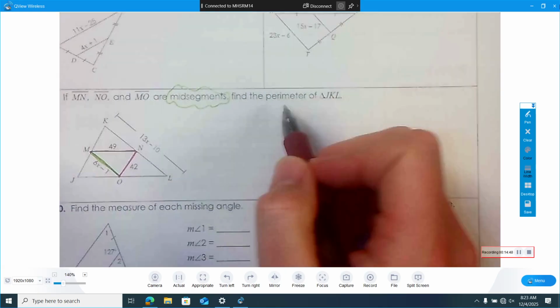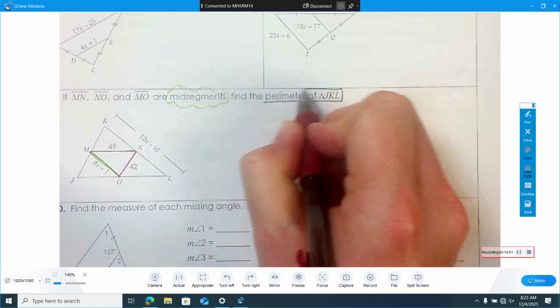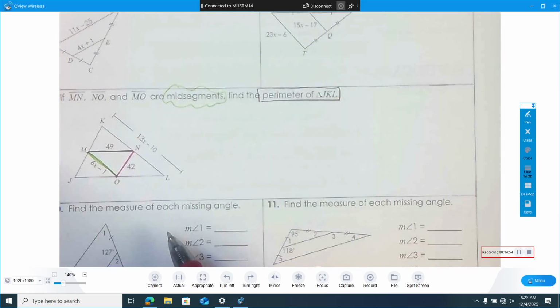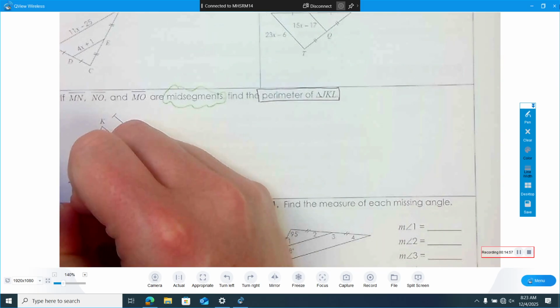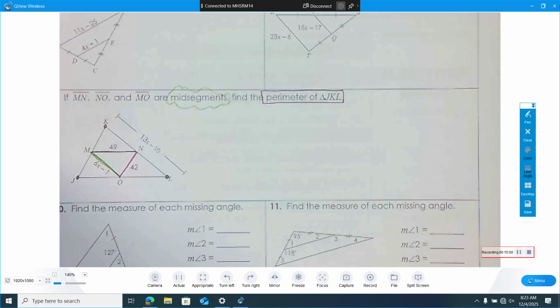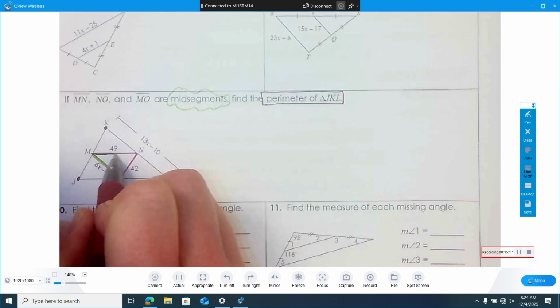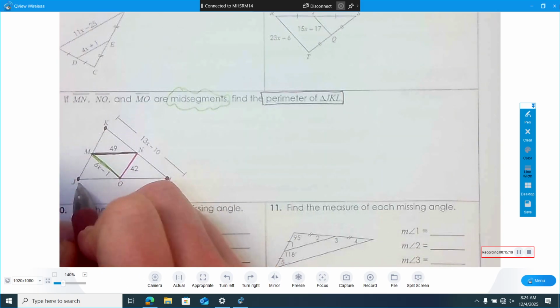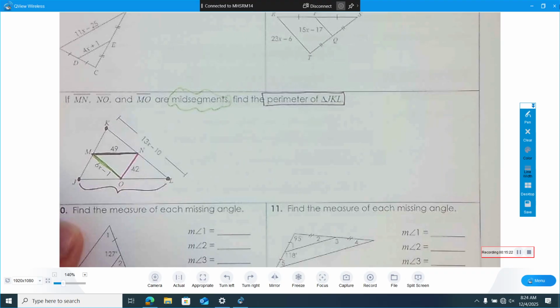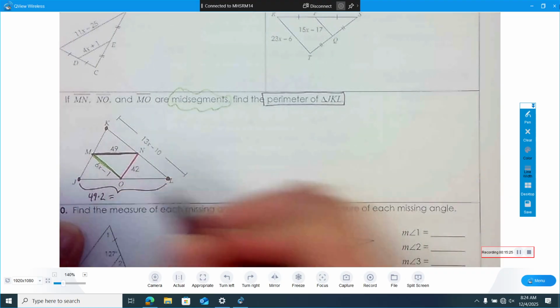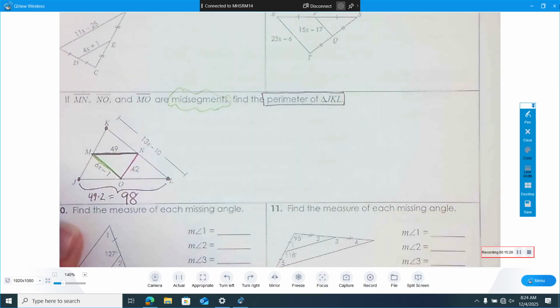All right, mid-segments. We want to find the perimeter of triangle JKL. JKL is the big triangle. So our job is to find the perimeter of the big triangle. How do we start this, ladies and gentlemen? MN is 49, so if we double that, we can get JL. Okay, so we know that MN is 49, it's a mid-segment, and if we double that, we can get JL. All right, so 49 doubled equals 98. Okay, so we've got one side of our big triangle.